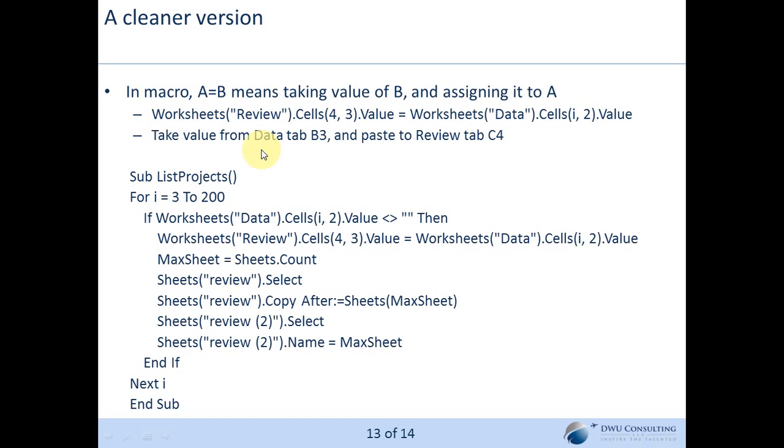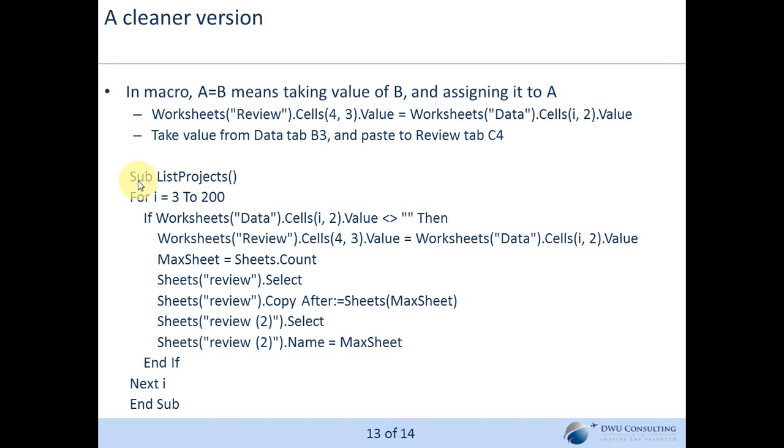One way to clean this up: in Excel, A equals B is different from what we know in reality. A equals B just means take the value of B and assign it to A. So in this case, the statement just means go to the data tab, take whatever the value of cell I2 is, and go back to the review tab. Put this one in C4. C4 is where the project code is.